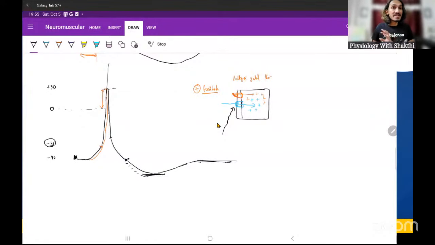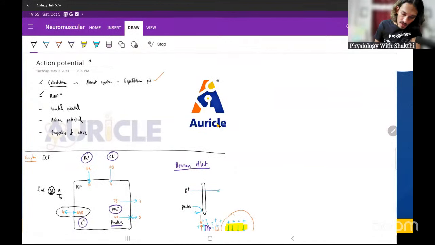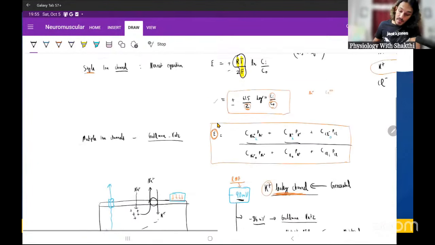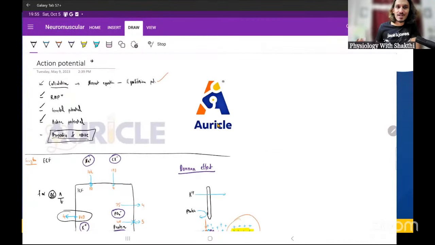So this is basically your action potential, the different phases of action potential. We talked about your graded potential, we talked about your action potential. Because of lack of time, I don't think I'll be able to do the properties of action potential today. I'll try to do it in the next class. So this is what we've done so far. Very important to understand conceptually.